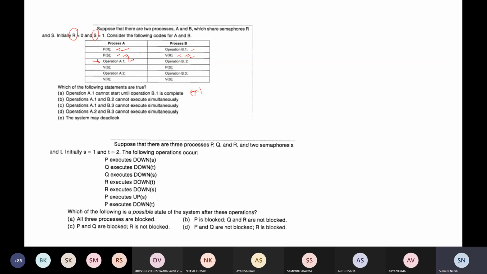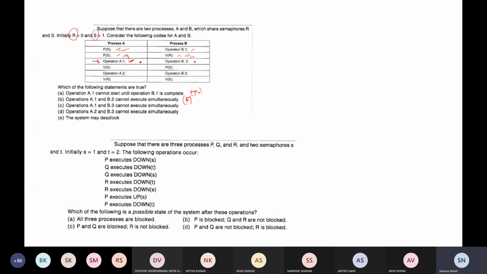And after that, when it is executing A.1, maybe it gets preempted in this operation and B gets scheduled and B executes B.2. So A.1 and B.2 can be executed simultaneously. This is a false statement, right? What about the third option?